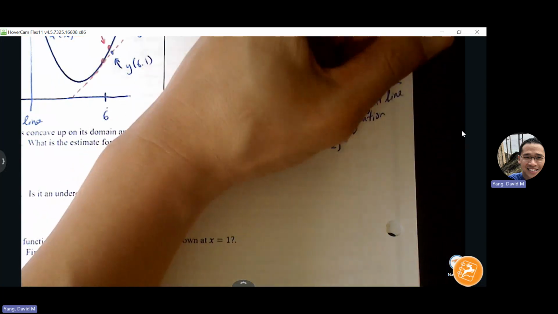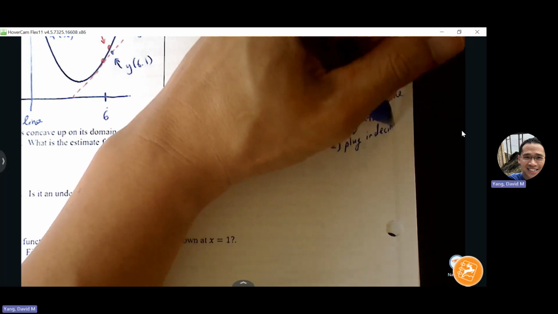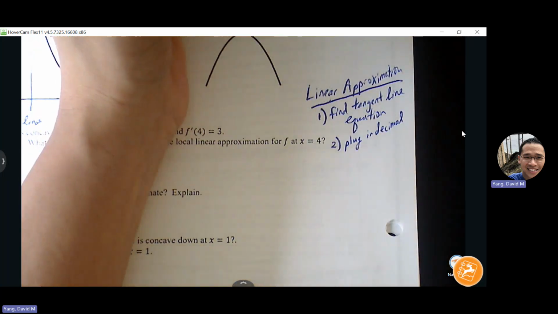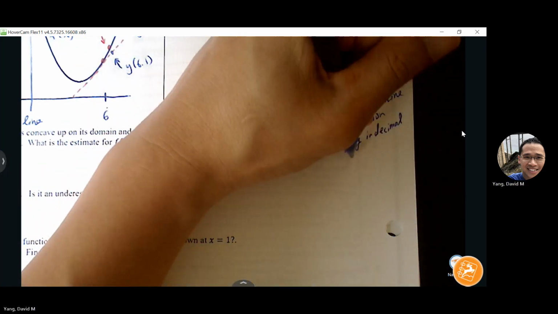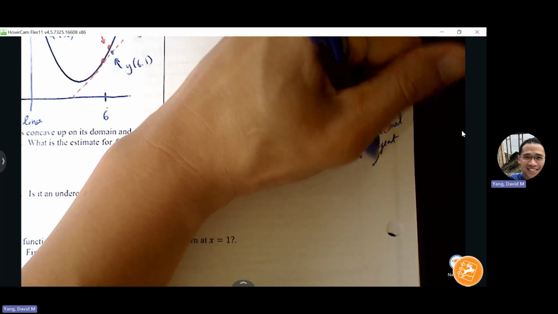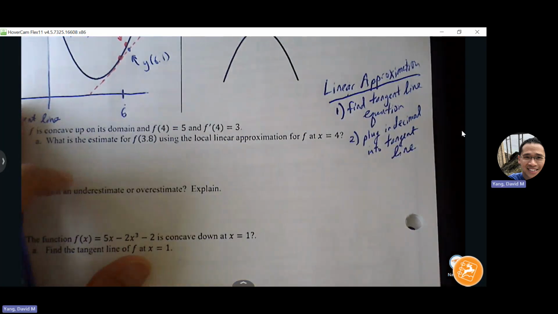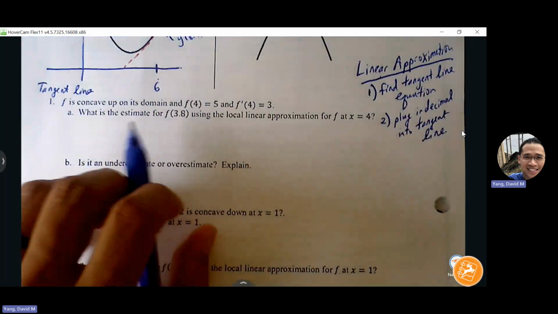And then the second thing is you're just going to plug in your decimal value. And usually the decimal value will be close to your point of tangency so that you can get a more accurate approximation. We don't have to worry about how accurate the approximation is. We'll just do whatever they ask us in the problem. Okay, so that's all it is. You're just finding the tangent line equation, and you're just doing one step beyond it. Whatever decimal they give you, you just insert that into the function or into the equation.